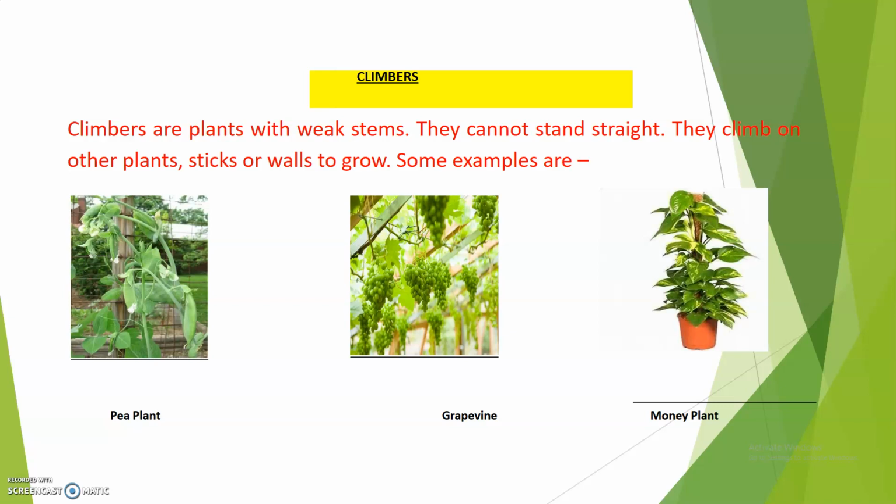The stem is so fragile and tender that they need the help of another plant in order to grow or to stand. Basically, they climb onto other plants, sticks, or walls to grow. If you see the pea plant, again the stem is very tender. You can see a spiral kind of thing. They cover the other plant spirally in order to grow. They could even climb onto other plants, or they can take the help of a wall or stick, whatever is available. A few examples are the pea plant, the grapevine, and the money plant.